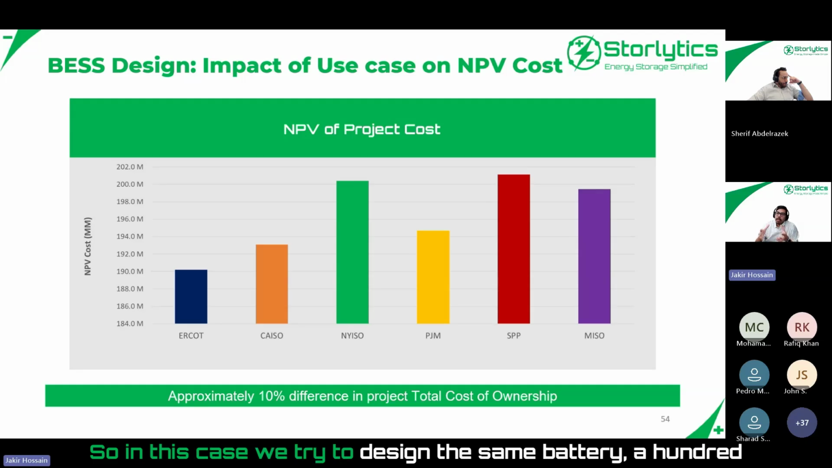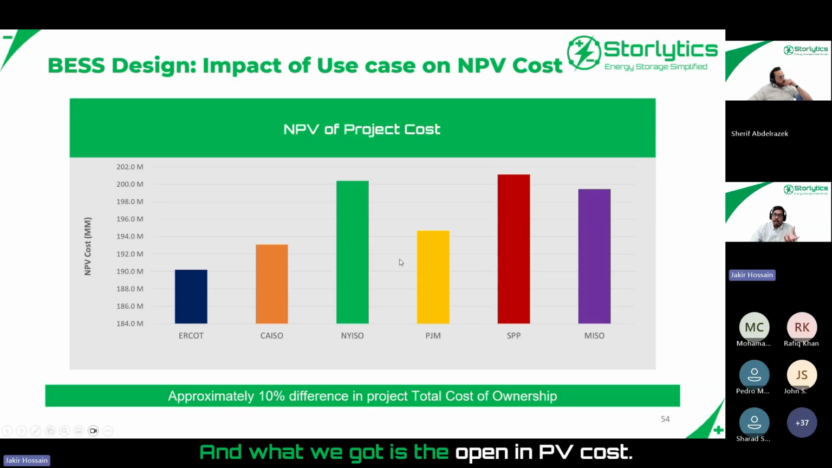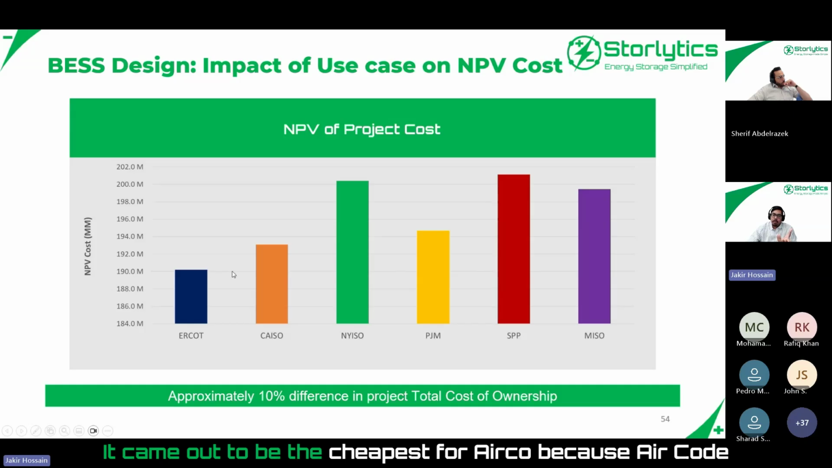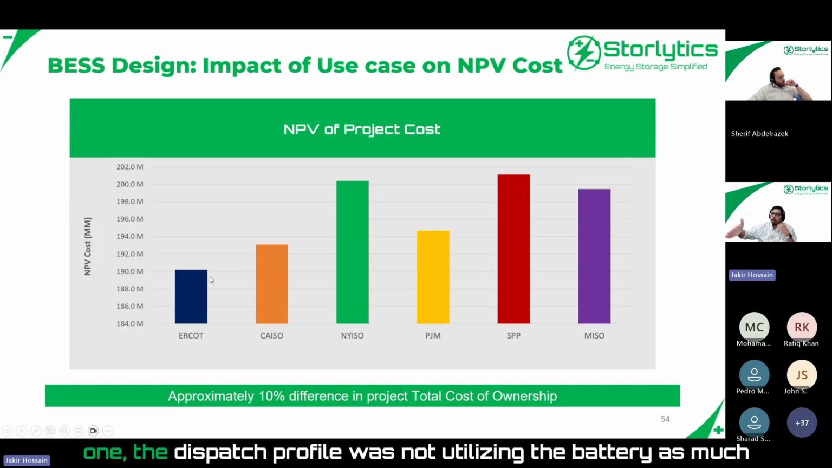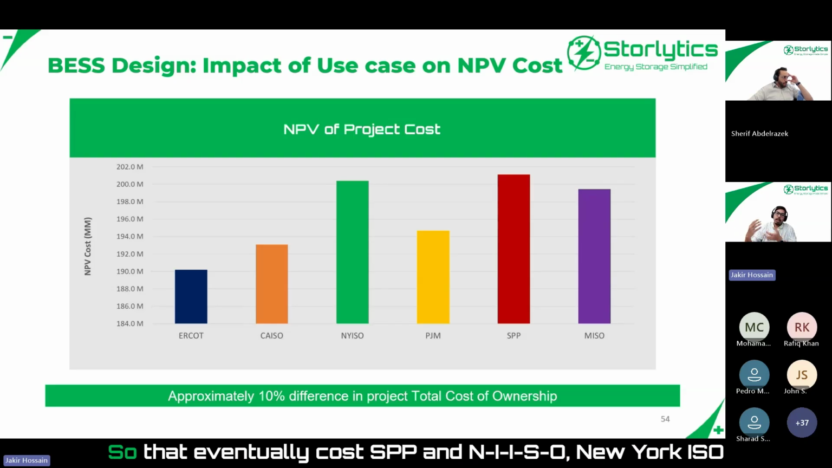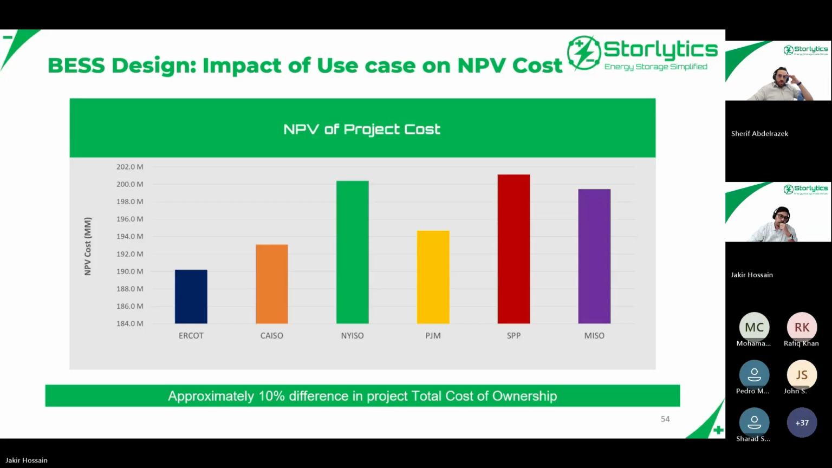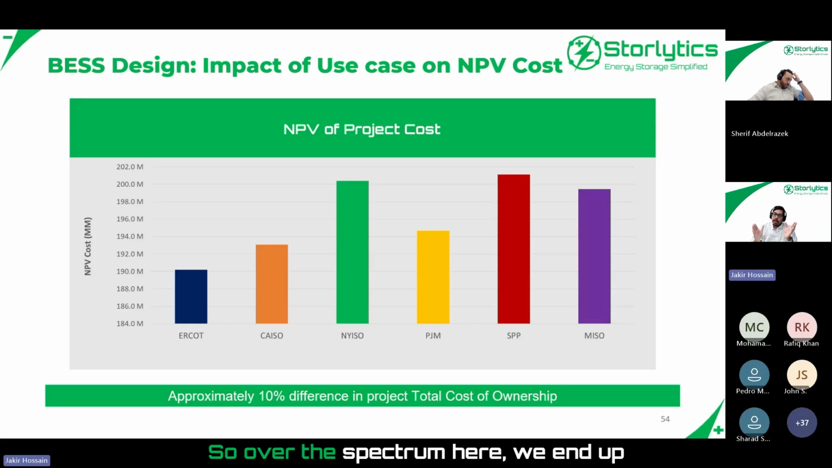So in this case, we tried to design the same battery, 100 megawatt, 400 megawatt hour, for these 6 different markets. And what we got is the overall NPV cost came out to be the cheapest for ERCOT, because in ERCOT the dispatch profile was not utilizing the battery as much compared to SPP. It looked like every day you are doing energy arbitrage and a full cycle and using the battery a lot. That eventually caused SPP and NYISO, New York ISO, their cost to be on the higher side than ERCOT and others. So over the spectrum here, we end up getting around 10% difference in cost.